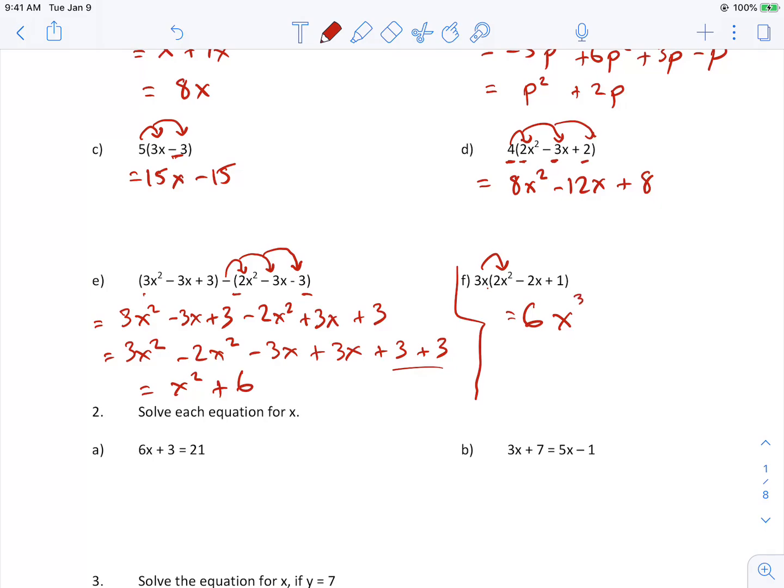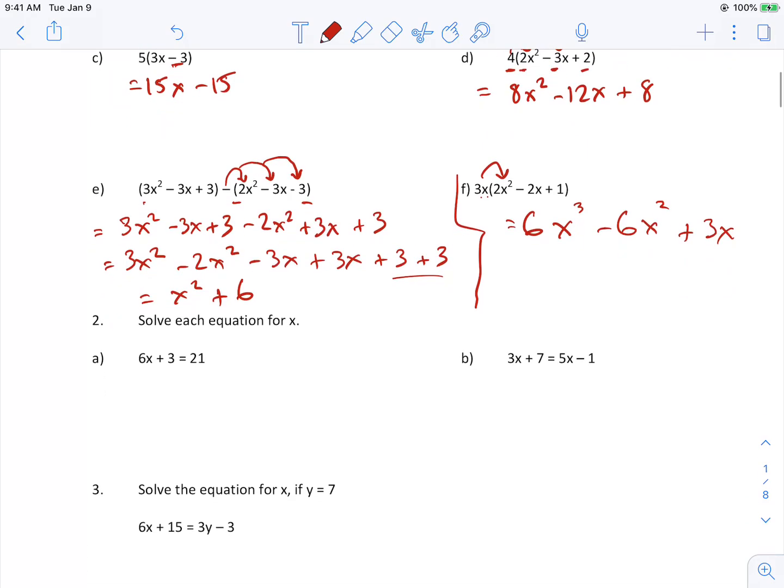All right, next. Now we have 3x times negative 2x. What's going to happen here? The 3 is going to multiply with the negative 2. We get negative 6. The x is going to multiply with the x. X times x gives you x squared. And the last thing, plus 1, that's going to multiply with the 3x. That's going to give us 3x. Nothing else we can do there.